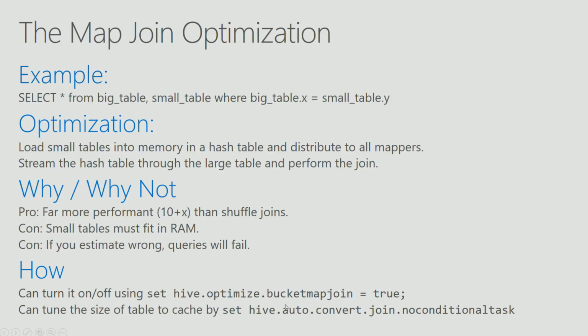You can turn it on using this setting right here. More importantly, you need to tell Hive the size of the small table, right? And that is something you can adjust using this setting at the bottom, Hive autoconvert join no conditional task. What you're telling Hive is this is the size of the small table.